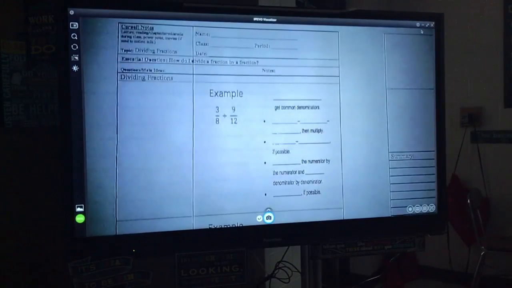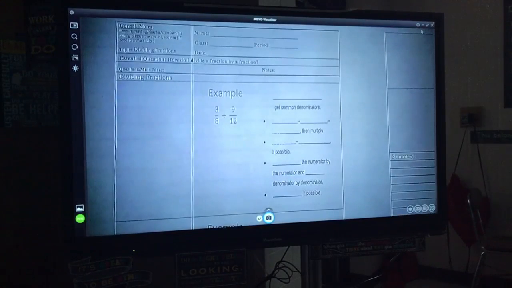Alright, so our essential question today is, how do I divide fractions? There's a lot of different ways you can divide them. The way that I'm going to show you is just the keep, change, flip method. I feel like that's one of the easier ways to do it. But if that way does not make sense to you, once we get done with these notes, you can kind of do it however makes the most sense to you guys.